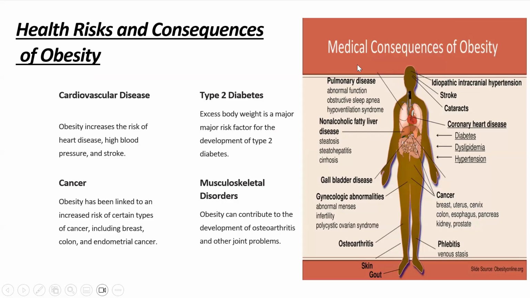Health risks and consequences of obesity. Obesity poses a number of medical consequences, resulting in increased risk of non-communicable diseases, including coronary heart disease like dyslipidemias, diabetes, hypertension, chances of stroke, and cataract. Certain cancers are more prevalent in the obese population. It can result in a number of skin and joint problems like phlebitis, synostosis, gout, and osteoarthritis. Gynecological abnormalities can also result in obese people, like abnormal menses up to the extent of polycystic ovarian syndrome and infertility. It can result in gallbladder disease and liver disease like non-alcoholic fatty liver disease, very prevalent in obese people, steatosis, steatohepatitis, cirrhosis, and certain pulmonary diseases like sleep apnea and hypoventilation syndrome.